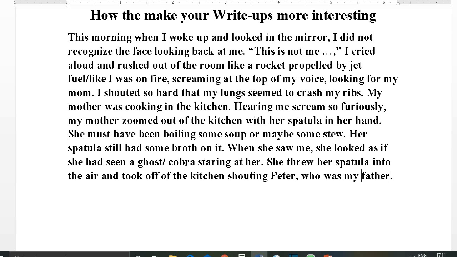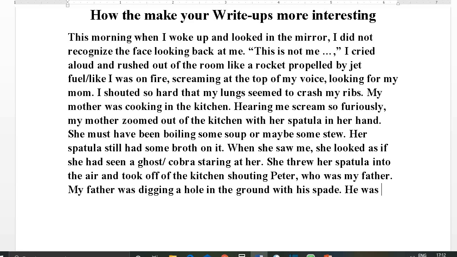Who was my father? My father was digging a hole in the ground with his spade. He was making a barbecue. He was making this barbecue. He was making an open air oven. Again, complete picture of somebody who was working. He was digging a hole in the ground with his spade. He was making an open air oven. He was making an oven for a family to cook something there.